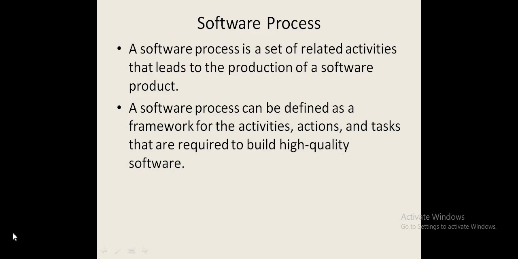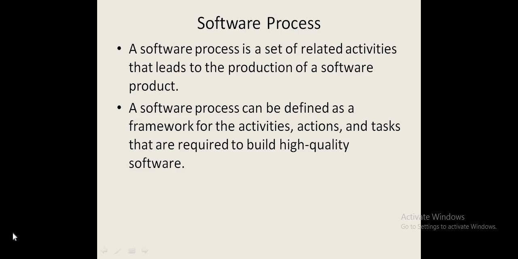In this session, we'll have a discussion of software process in detail. A software process can be defined as a set of related activities that leads to the production of a software product. Or it can also be defined in a broader sense as a framework for the activities, actions, and tasks that are required to build high quality software.